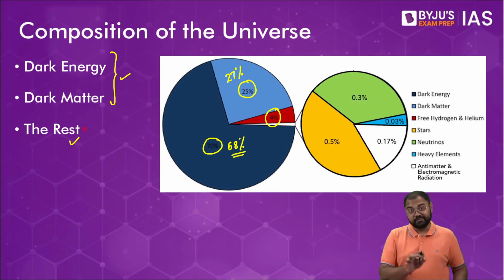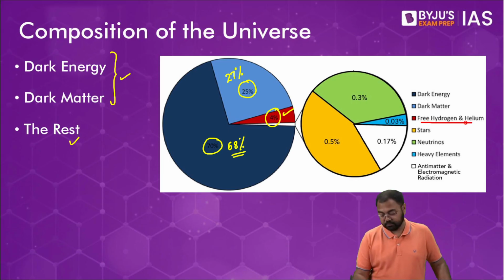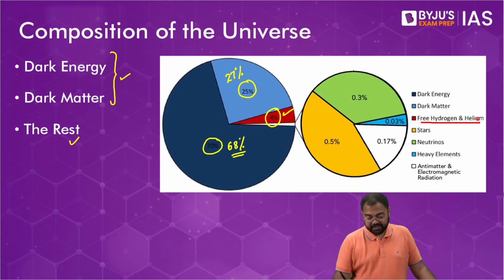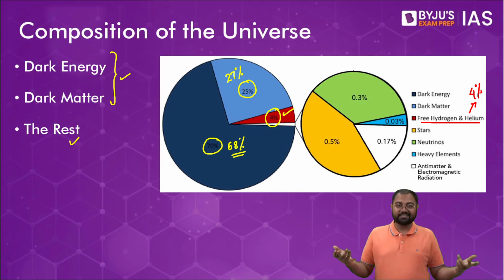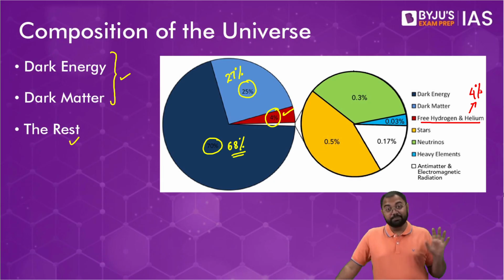Out of this 5% also, 4% is nothing but just free hydrogen and helium. This makes up for 4% of the universe, which is pretty significant, right? In the context of the rest, which we actually know of, 4% is a big proportion. So 4% is hydrogen and helium, only hydrogen and helium.